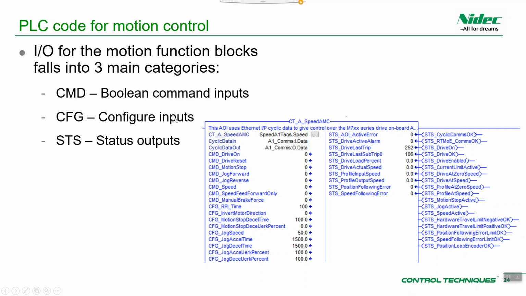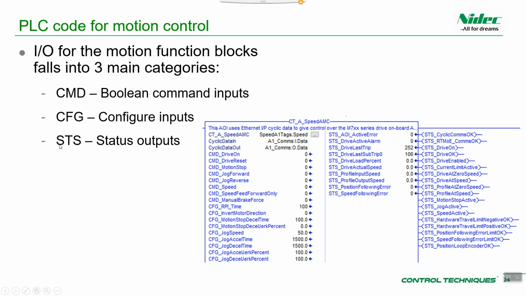So CFG, which is configure inputs. So this is setting up the properties of an individual reference. So for example, you can see down here we've got configure jog speed, jog acceleration time, jog deceleration time, etc. So configure inputs are there to set up the properties of these commanded references.